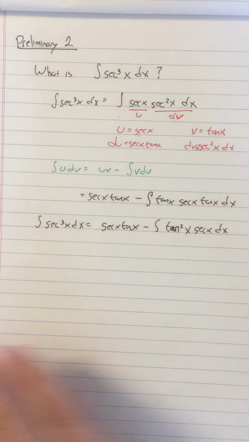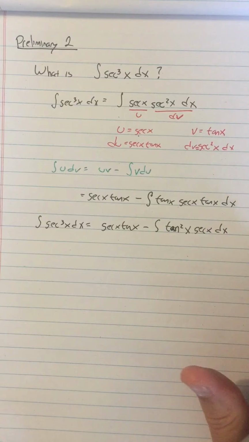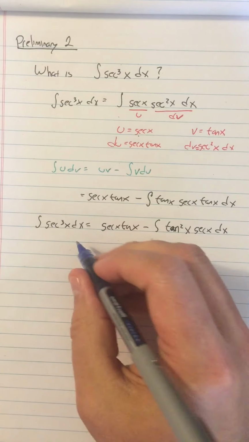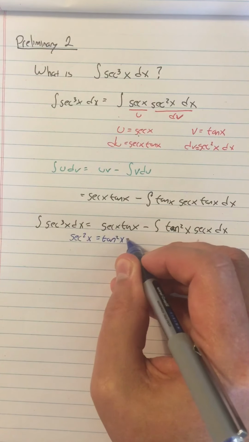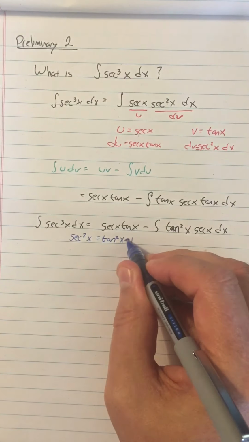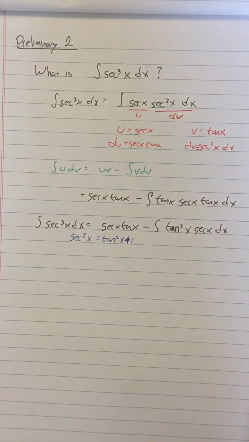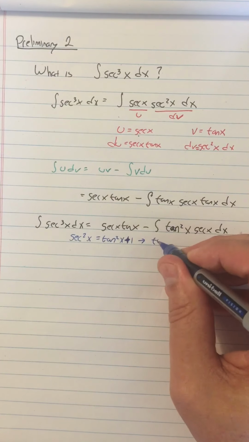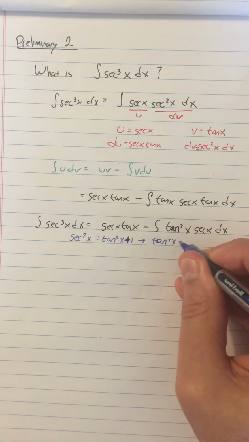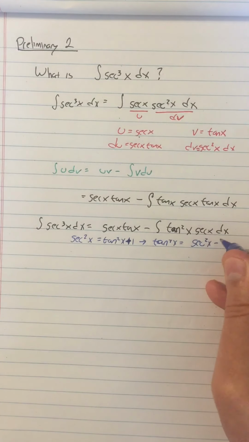Now, what this allows us to do is use another trig identity. See how all the math is in this stuff, and that's what I like about it. You know that secant squared x is equal to tangent squared plus 1. If you didn't know that, take the equation sine squared plus cosine squared equals 1 and divide both sides by cosine squared, and you'll get this. But what I have here is tangent squared. So I can rewrite that as tangent squared equals secant squared minus 1.